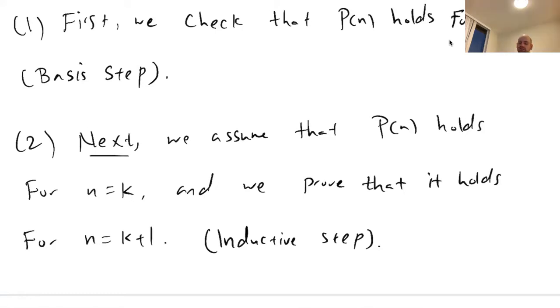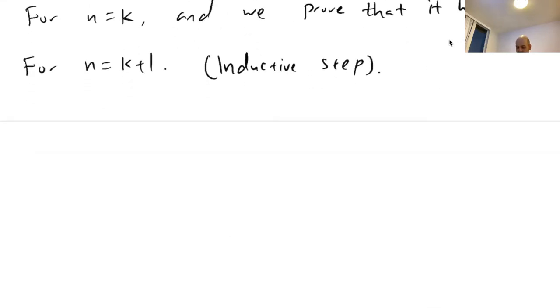So once it's true for n equals 3, it will be true for n equals 3 plus 1, which is 4. And then it will be true for n equals 5, and so on. So that's why the principle of mathematical induction says that once you complete these two steps, we can conclude that P of n holds for every natural number n. So let's look at an example.